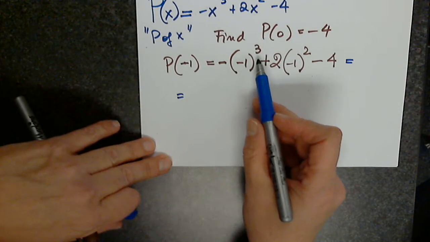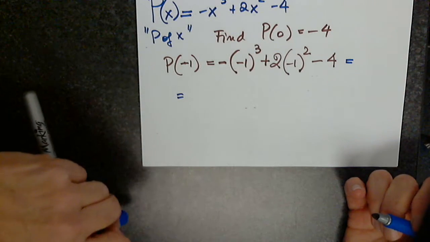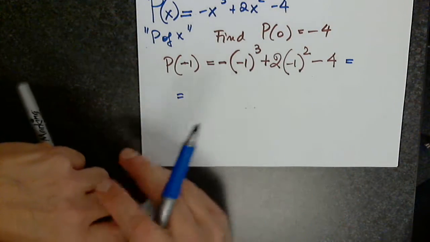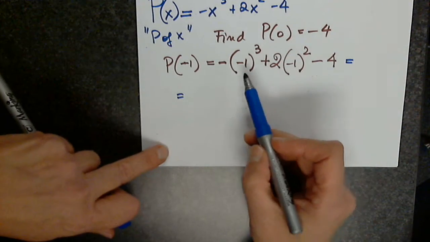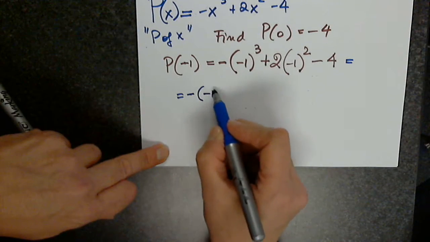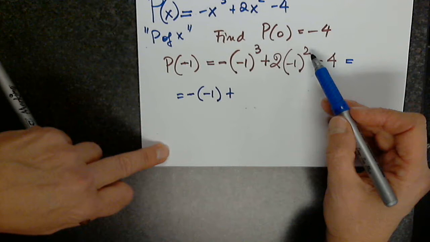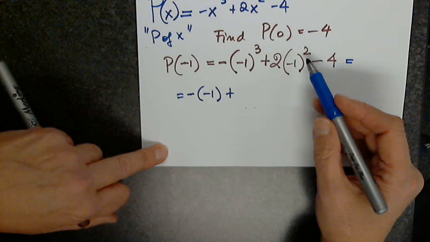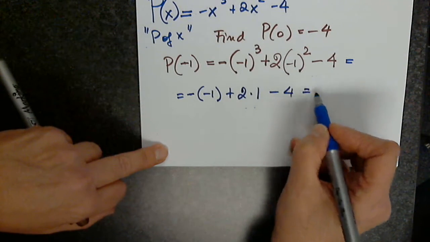Negative 1 to the third power by the order of operations. Outside of the parentheses. Say it again. You have a negative sign outside of the... It doesn't matter. I have to raise to a power first. The exponents first. So negative 1 to the third. Negative 1. And it happens that it has a negative 1 outside. And then plus negative 1 squared. One more time. Negative 1 squared. 1. So plus 2 times 1 minus 4.